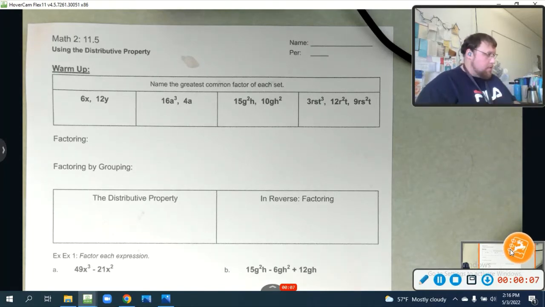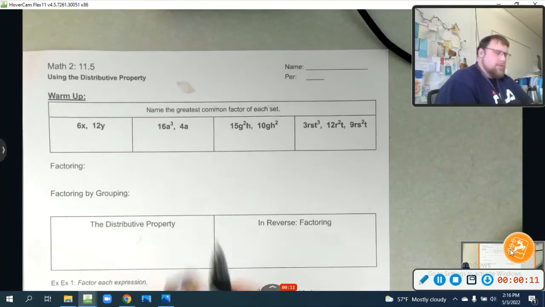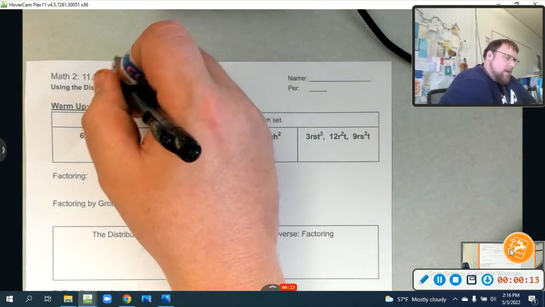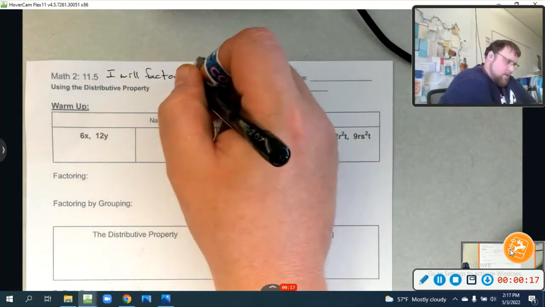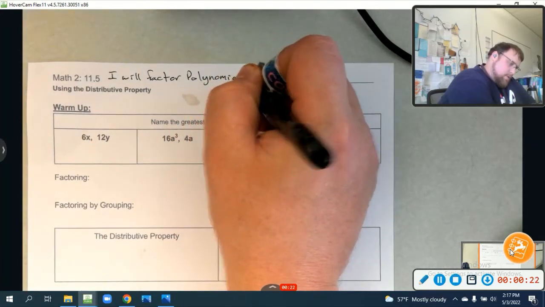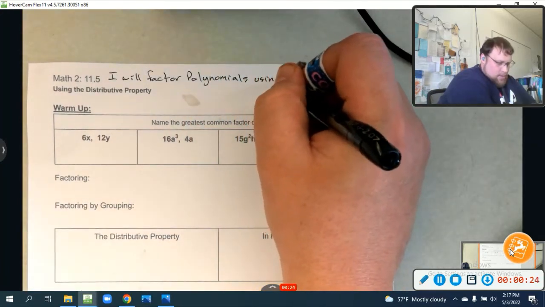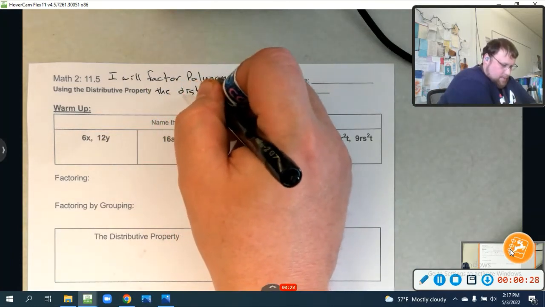Today is the distributive property, and your learning target is, I will factor polynomials using the distributive property.